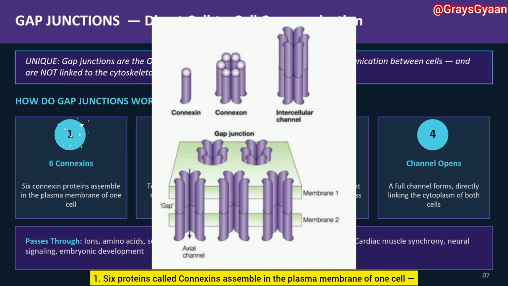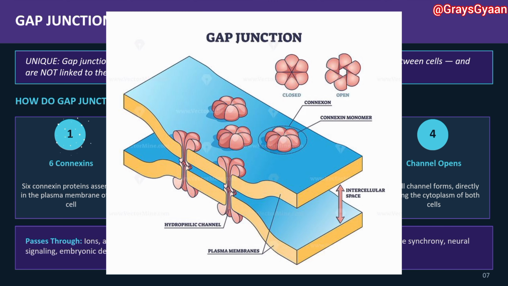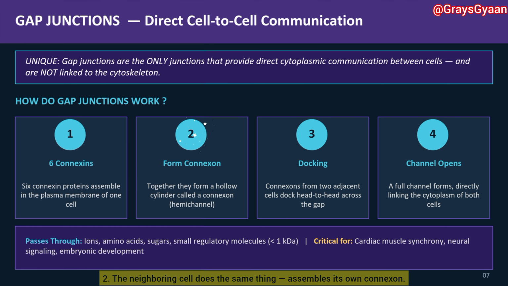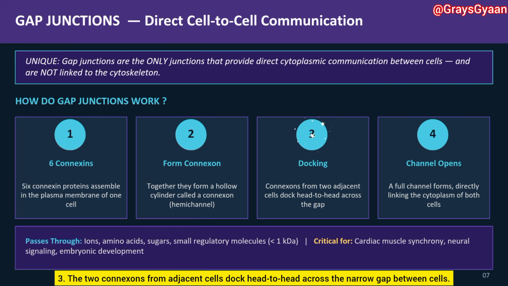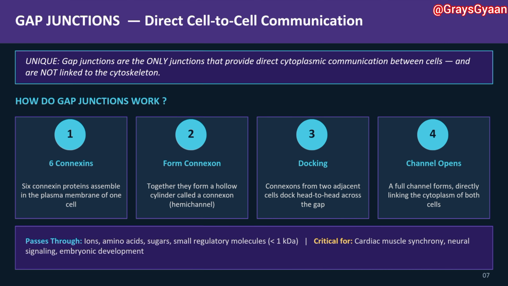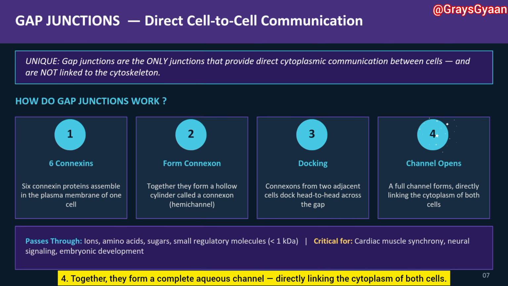Step 1. Six proteins called connexins assemble in the plasma membrane of one cell, arranging themselves in a ring to form a hollow cylinder. This cylinder is called a connexon, or hemichannel. Step 2. The neighboring cell does the same thing, assembles its own connexon. Step 3. The two connexons from adjacent cells dock head-to-head across the narrow gap between cells. Step 4. Together, they form a complete aqueous channel, directly linking the cytoplasm of both cells.